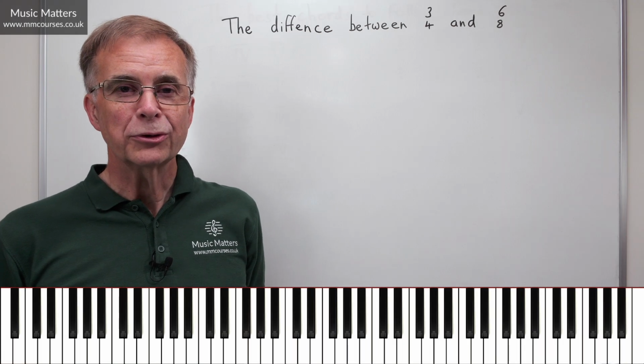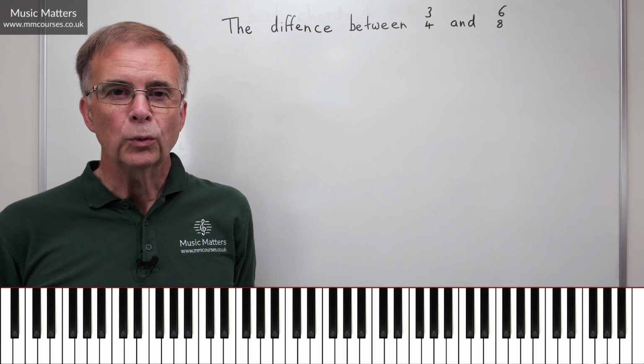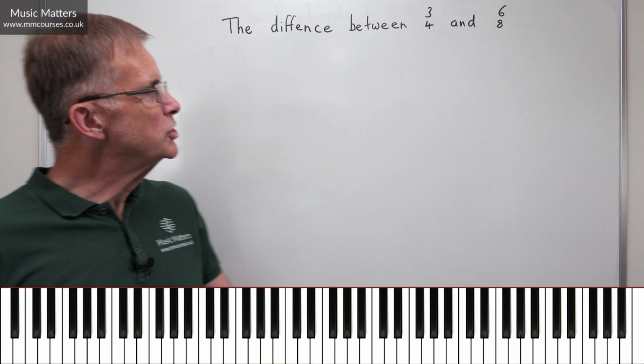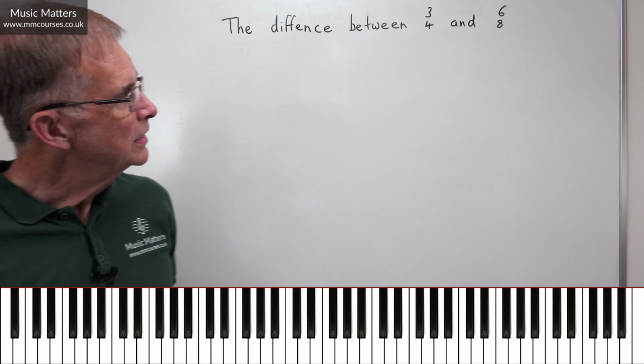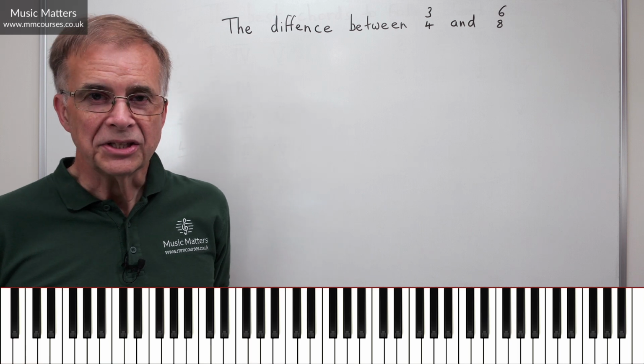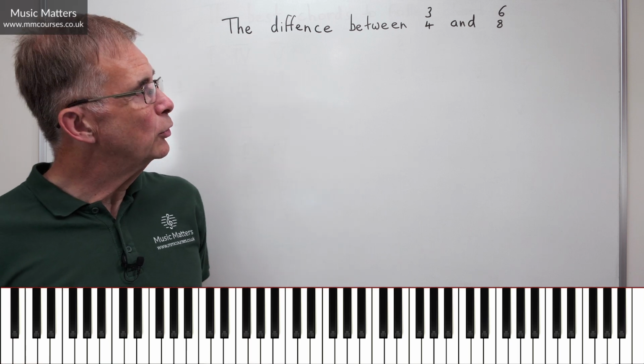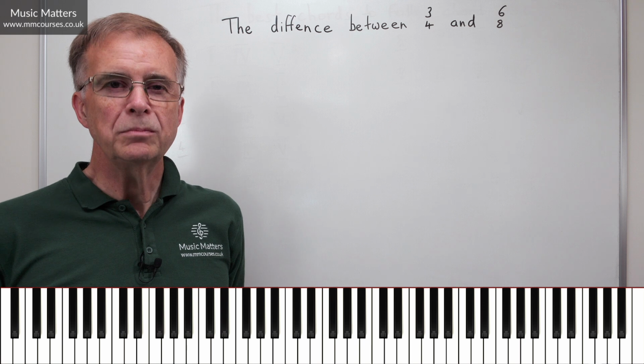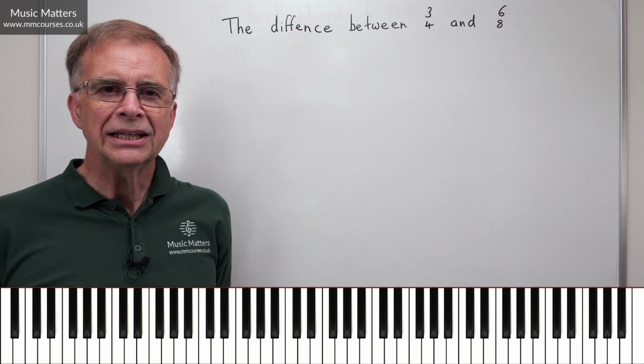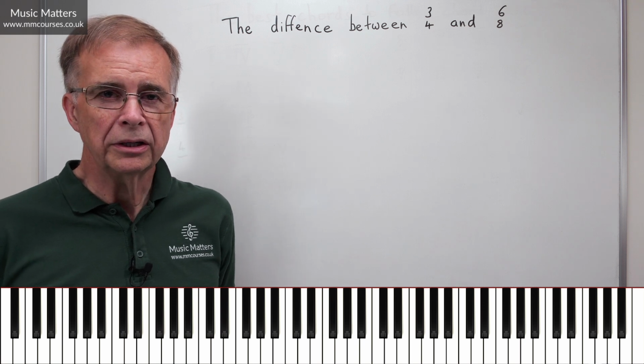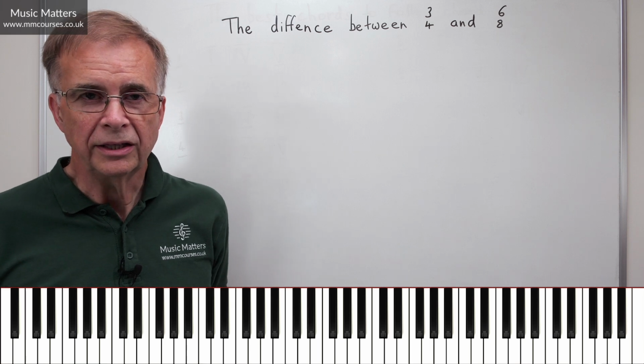Hi, I'm Gareth Green, and in this video we're going to consider this question: the difference between 3/4 and 6/8. Well, 3/4 and 6/8 are time signatures, and they're telling us about how many beats there are in a bar and what kind of beats they are.